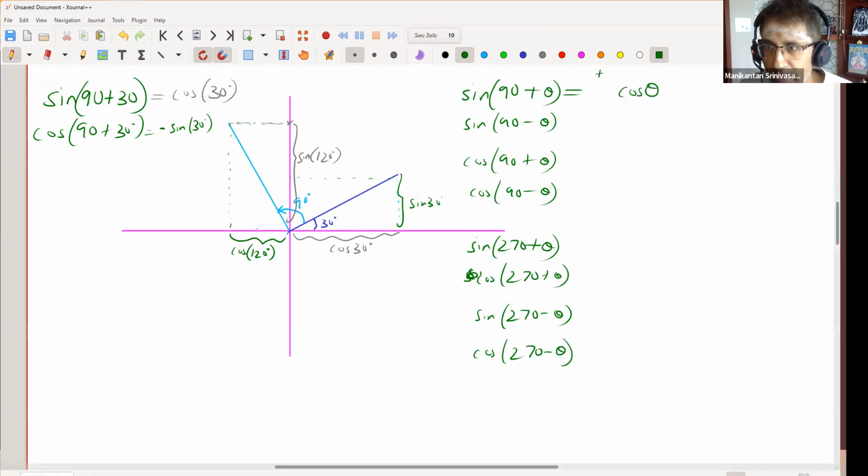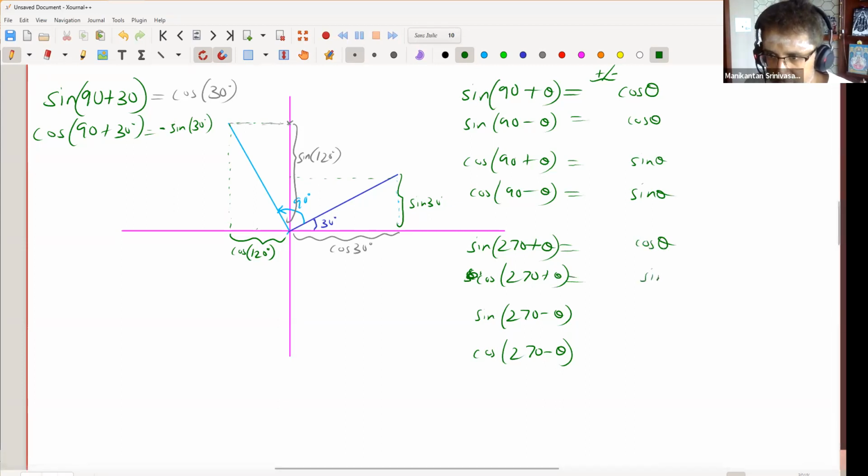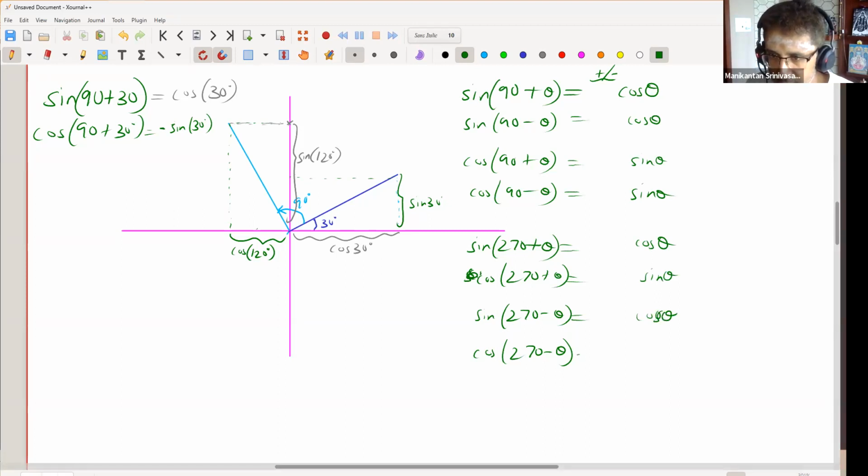Only thing is the plus or minus is questionable, which we'll fill right now. So this will be cos theta. This will be sine theta, with the plus or minus we'll figure out. This will be sine theta. So sine will change to cos, cos will change to sine. So I'll write this out and then I'll take your question. So this will be sine, this will be cos, and this will be sine. The only thing is we'll have to put a plus or minus ahead.